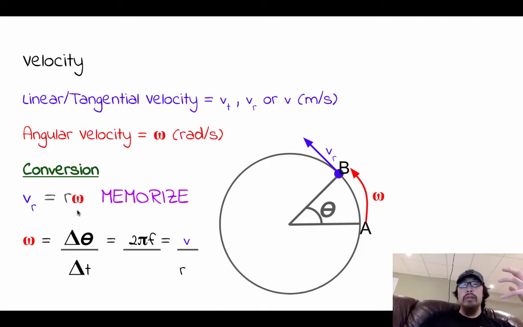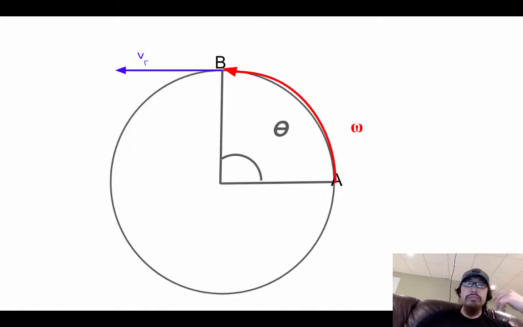And here's one way I like to think about it. V sub r is a linear value. Okay, it's straight. And if we want to take something that is linear or straight, we got to take the straight thing out of it, which in this case is the radius. So if we take the radius out of it, that linear thing turns into something that is angular. Okay, it's just something that I keep in mind because it helps me understand and memorize these equations.